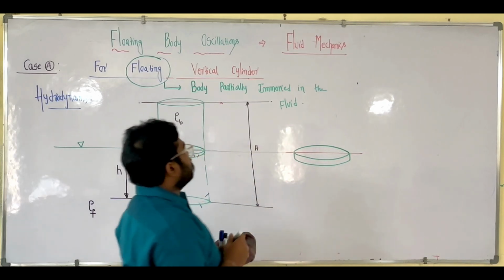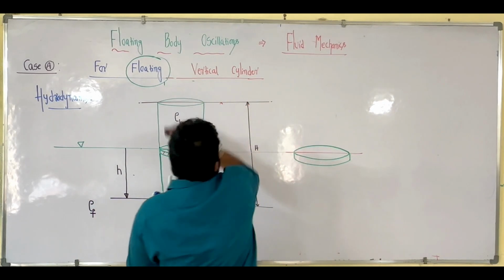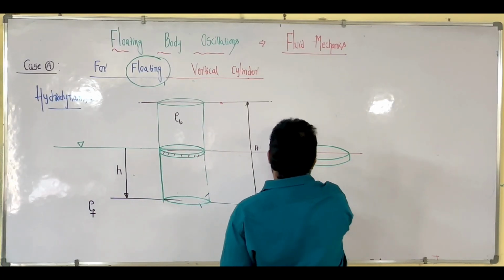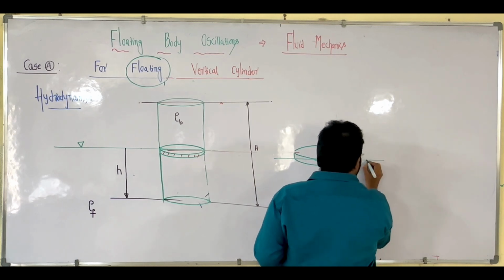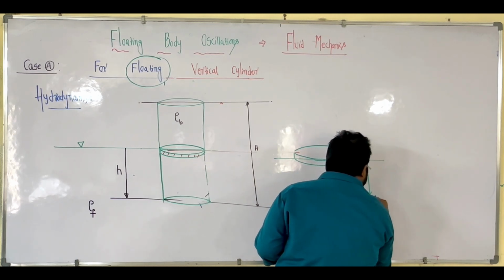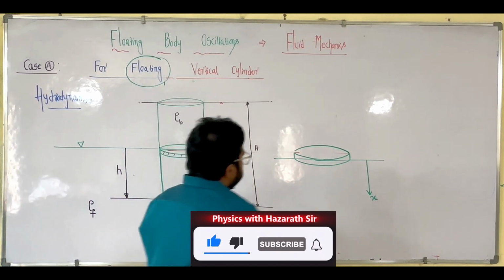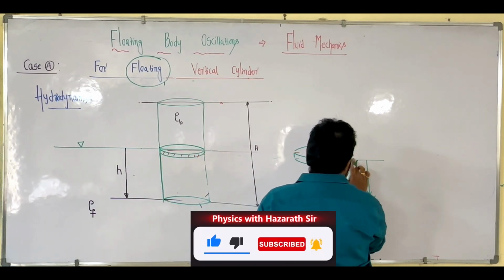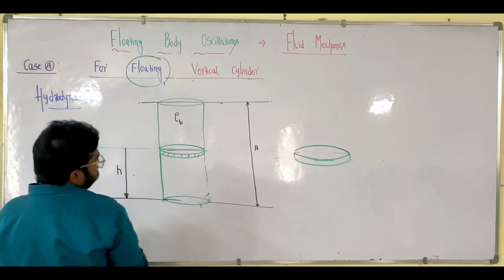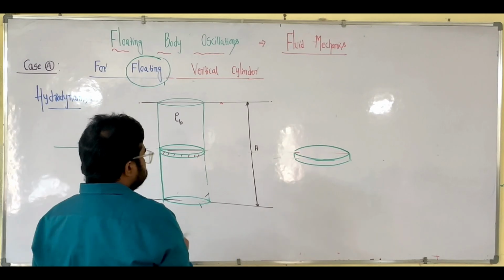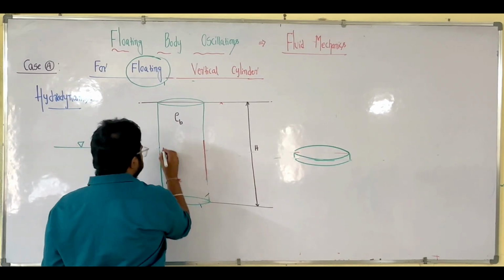Here, buoyant force. This buoyant force. Focus here. We need to give the disturbance. This is the disturbance. We need to disturb the system. Understood? This is what? Depth of immersion.